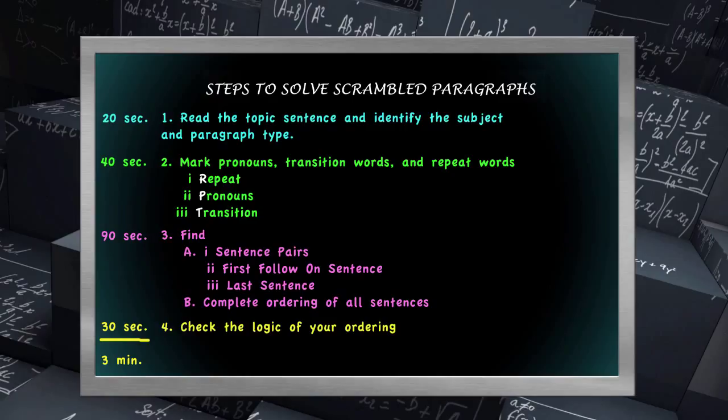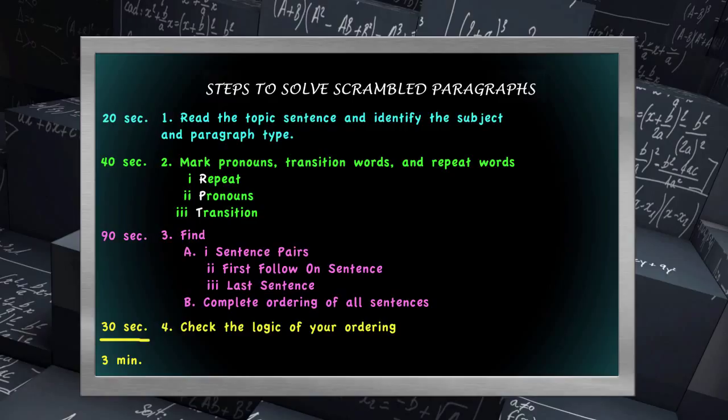For example, we know scrambled paragraphs count for essentially twice as much as any other question. Well, in part because they take twice as long, and you should be budgeting about 3 minutes for a scrambled paragraph rather than 1.5 minutes for most questions. For the first 20 seconds or so, read the topic sentence carefully and identify the subject and paragraph type. I'll discuss more of each of these in a moment.